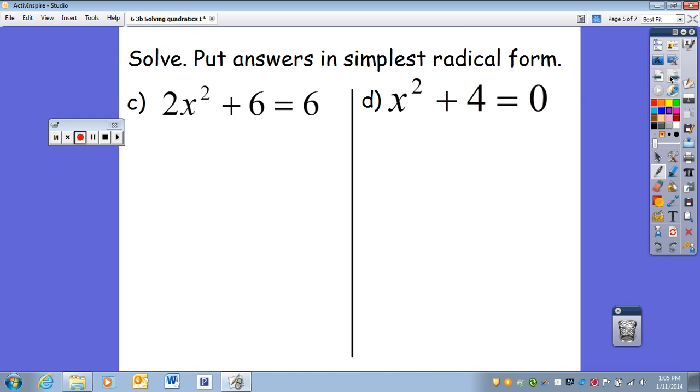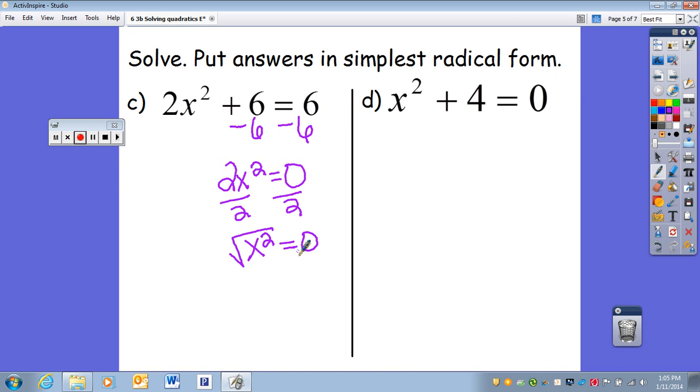In our next example, first thing that we want to do is to get the x squared by itself, so we're going to subtract 6 from both sides. So we have 2x squared is equal to 0. Then we're going to divide by 2. So we have x squared is equal to 0. And since we have the x squared by itself, we're going to take the square root of both sides. So x is equal to, and in this instance, because 0 is neither positive nor negative, we don't need the plus or minus. The square root of 0 is 0.